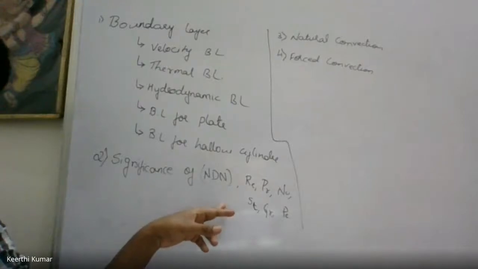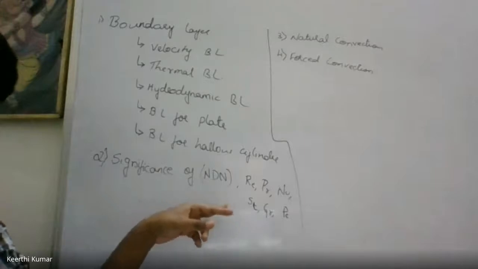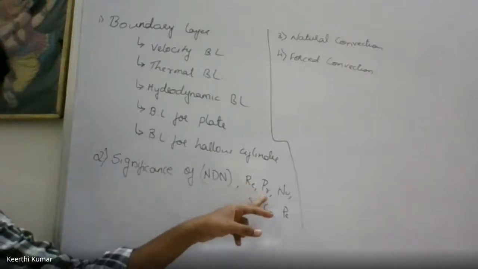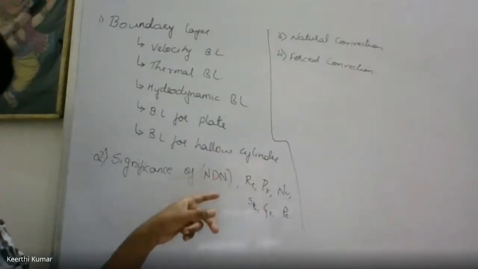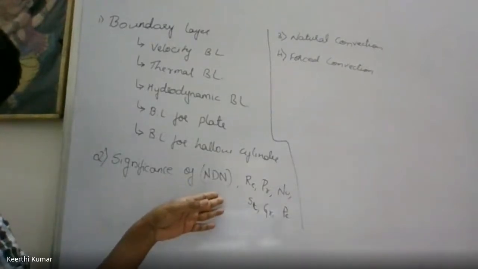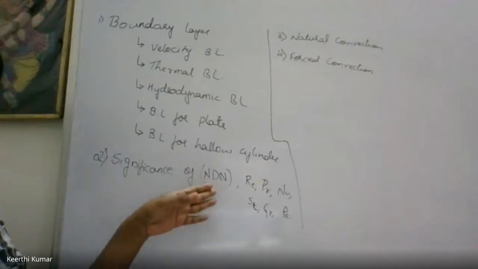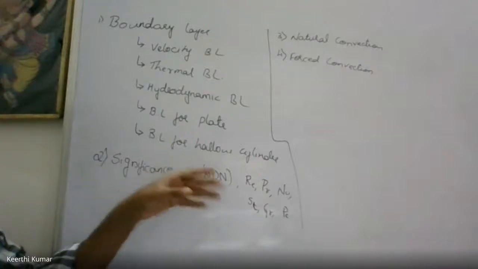I have given some significance of non-dimensional numbers in the turbo machines subject also. I have given the significance for Reynolds number and Prandtl number there. In a similar way, you have to write the significance for the other numbers. The significance was also done in fluid mechanics, so you can refer to those notes. The significance remains the same for fluid mechanics, turbo machines or HMT.